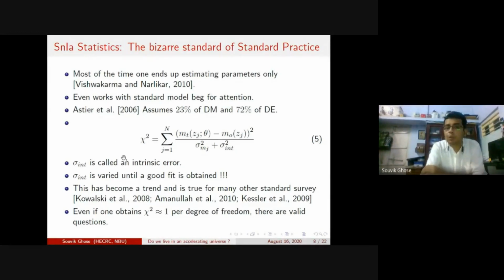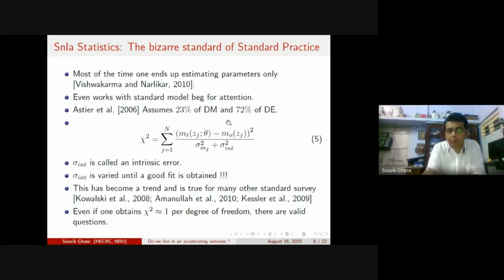Even the works with the standard model, which is supposed to be a very good fit, beg for attention. For example, this Astier et al. paper fits the standard model. Now it assumes a priori that there is 23% of dark matter and 72% of dark energy present in the universe, then goes on fitting the parameters, etc. Again, this is a priori believing in the model and only estimating the parameters. Do they show a goodness of fit? Well, they do, and the fit is actually good.